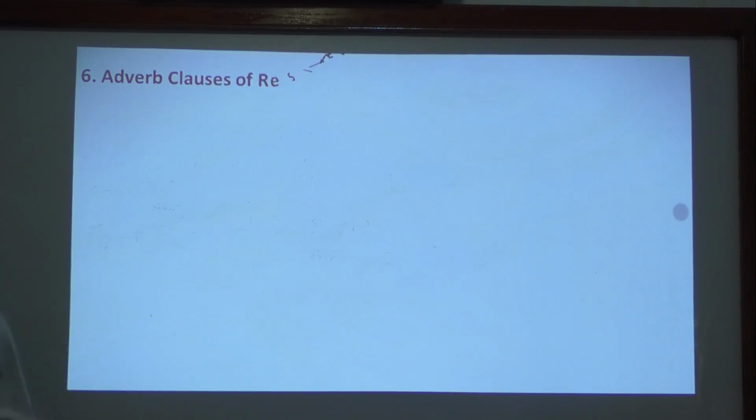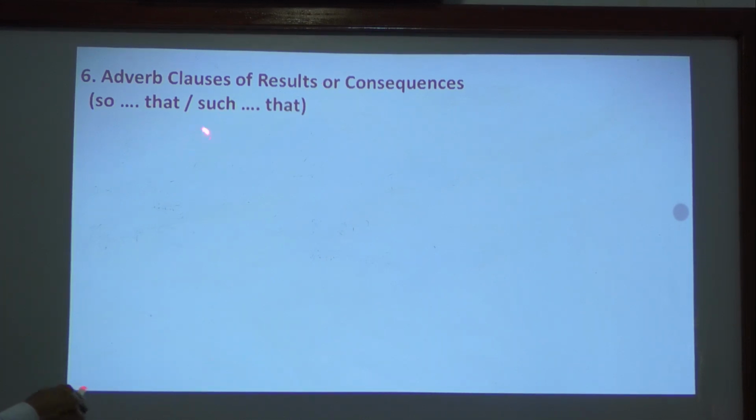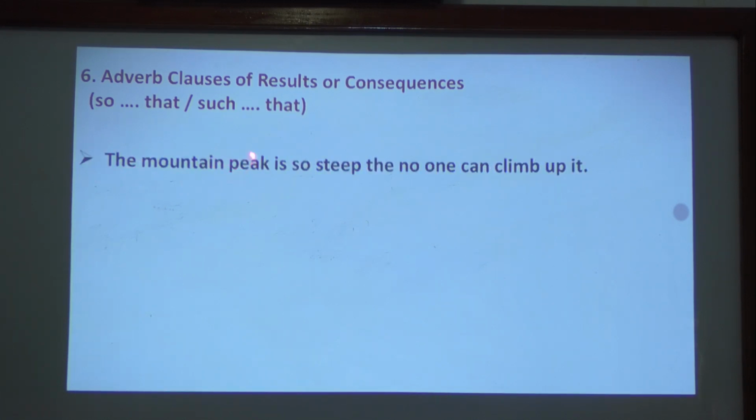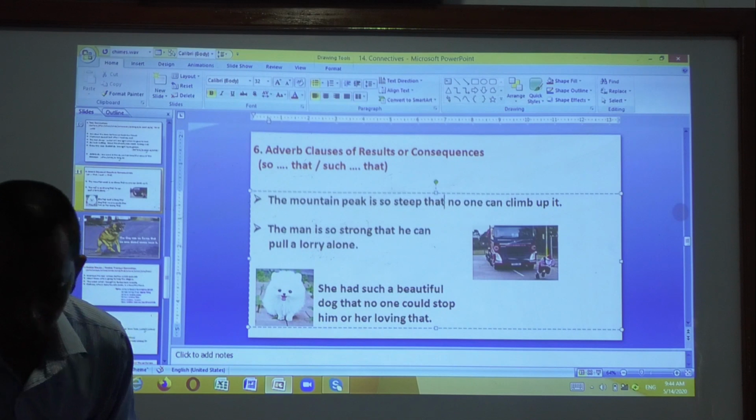Now let's move to another page. Here we have adverb clauses of result or consequences. We have tried a few examples before, and now how to use so that and such that. Here you have to be careful that normally between so and that, or between such and that, we use an adjective or adverb. Let's see in these examples. The mountain peak is so steep that no one can climb up it. You can see here how it is used.